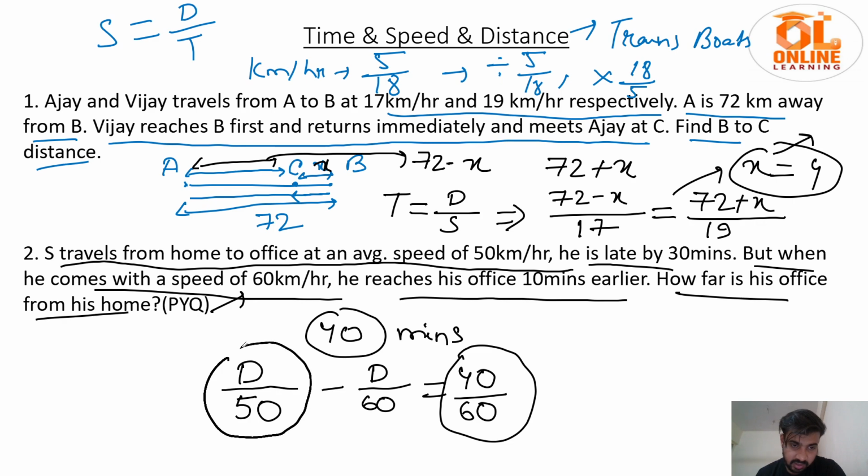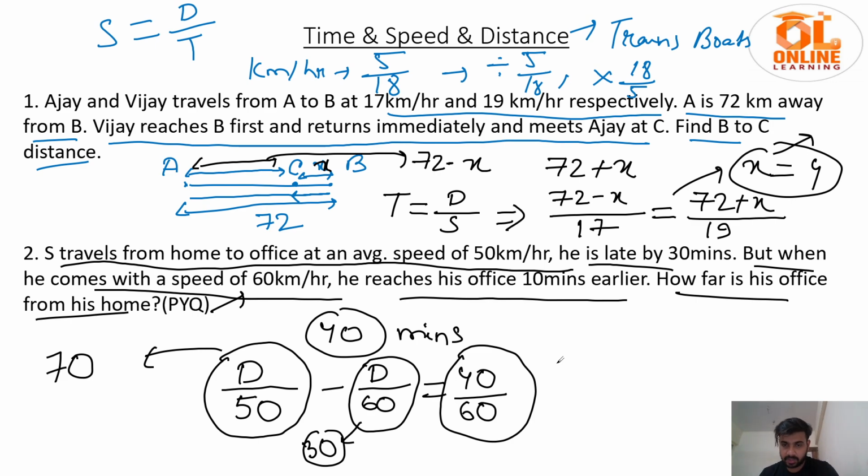They are taking 30 minutes more, and this time they are taking 10 minutes less. So maybe if his time is 70 minutes, his time will be 30 minutes. So that is what I have assumed. D by 50, 70 minus 30, it will be 40 by 60. Okay, we have to find the D. Okay, let us solve it.